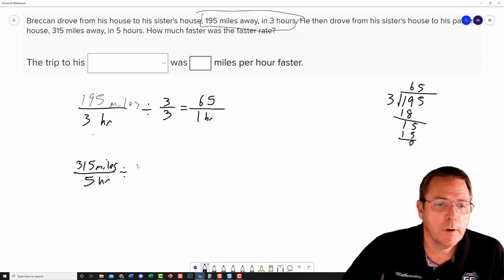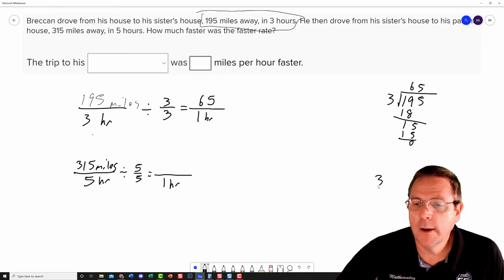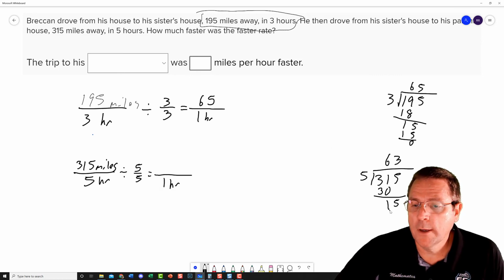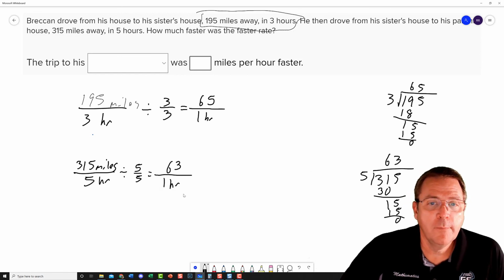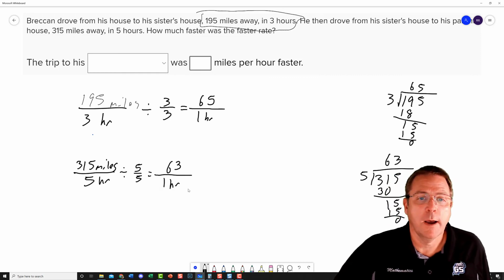For the other one, we're going to divide by 5 over 5. That's going to give us a unit rate for 1 hour. And when we divide 315 by 5, 5 goes into 31 6 times. 6 times 5 is 30 with 1 left over. Bring down the 5. 5 goes into 15 3 times. 3 times 5 is 15 with nothing left over. So this one is going to be 63 miles per hour.